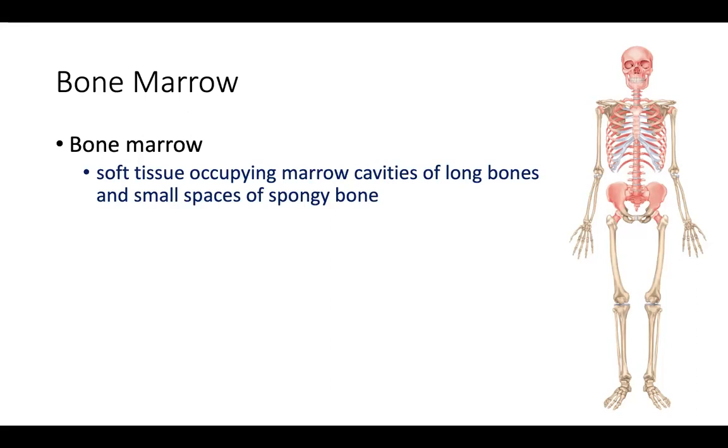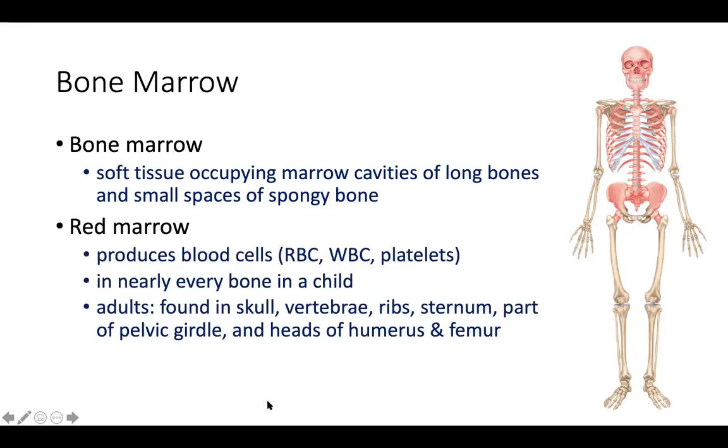So what is so important about bone marrow? Well, there's 2 types, first of all. There's red and yellow. So red marrow is what's found in the spaces of the spongy bone. It is very important because it produces your blood cells. Red blood cells, white blood cells, and platelets, which help with clotting if you ever get a cut. So all of your blood cells are produced by this red bone marrow.